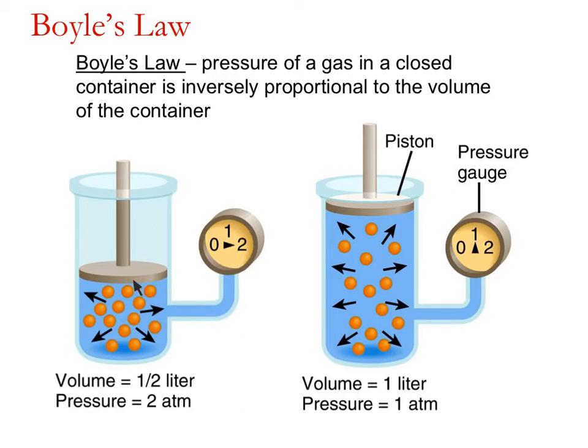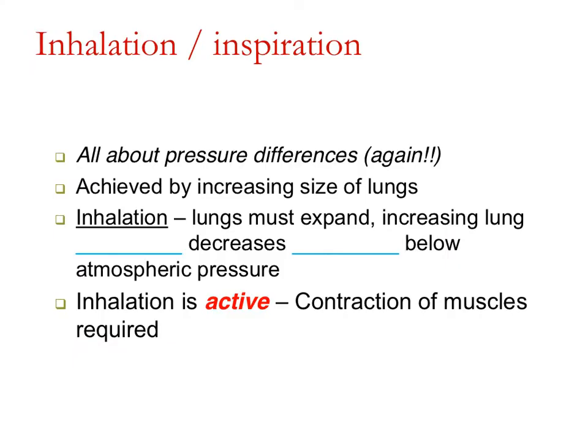So now, if you pull this piston up, doubling the volume, so the volume is now a liter, you should cut the pressure in half because they are inversely proportional. So now the pressure is 1 atmosphere. So this is exactly what's happening in the lungs. So from here to here, this is what's occurring to allow for reduced pressure inside the lungs to allow air to move in. Okay, more to that, inhalation or inspiration is all about pressure differences.